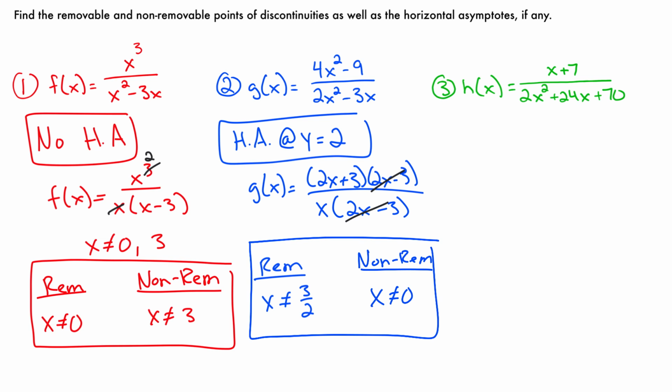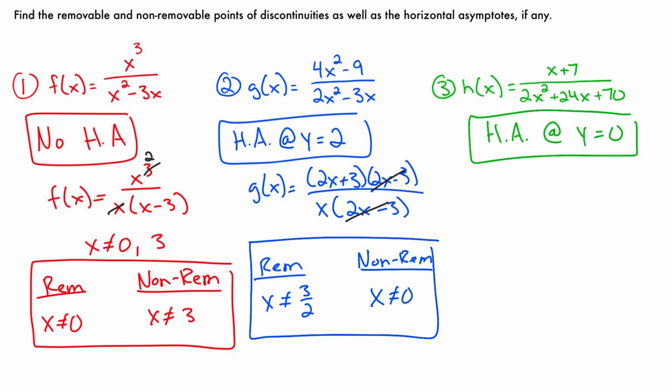Lastly, problem number 3. The degree of the top is a first degree. It's a linear function. The degree of the denominator is a quadratic, second degree. The bottom is bigger than the top. Therefore, there will be a horizontal asymptote at y is equal to 0. That is the x-axis.